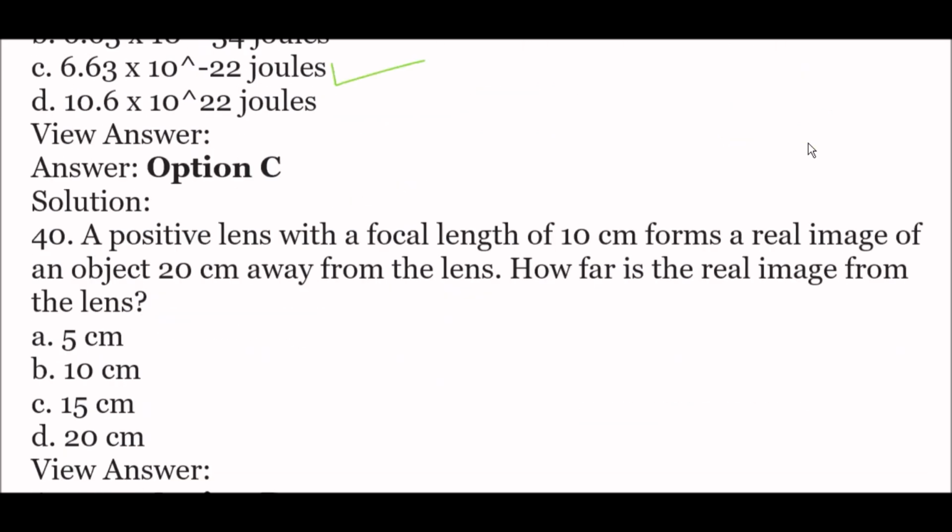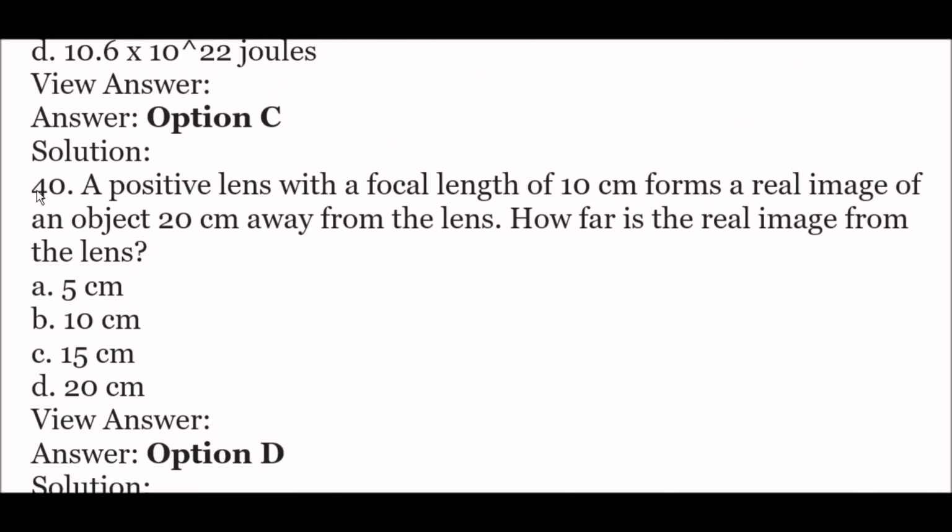Okay, next question. A positive lens with a focal length of 10 cm forms a real image of an object 20 cm away from the lens. How far is the real image from the lens? Option A, 5 cm. Option B, 10 cm. Option C, 15 cm. Option D, 20 cm. And right answer is option D, 20 cm. Okay guys, this is a very important numerical for 1 mark for your upcoming examination.